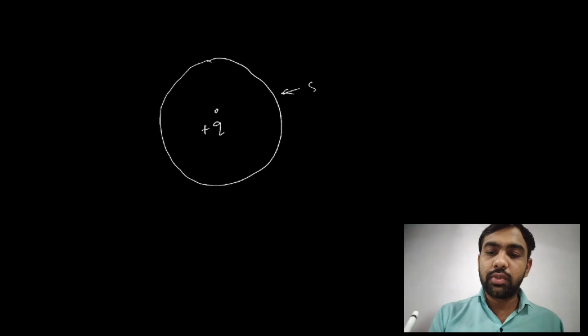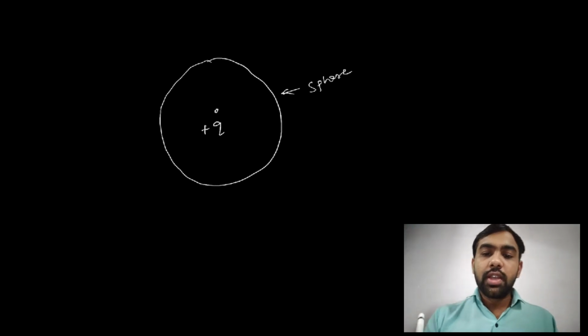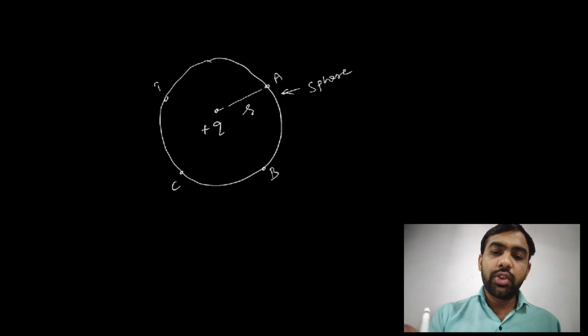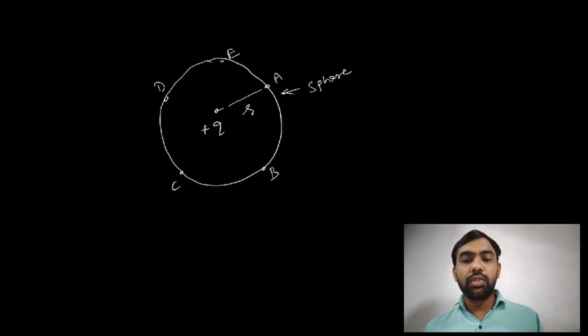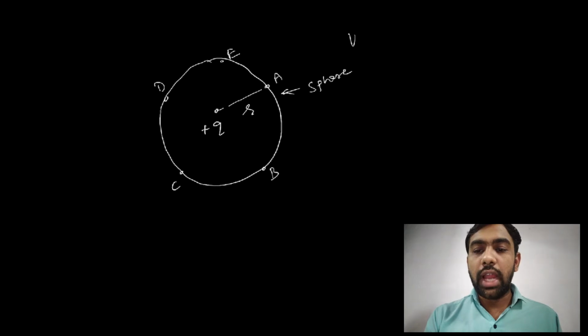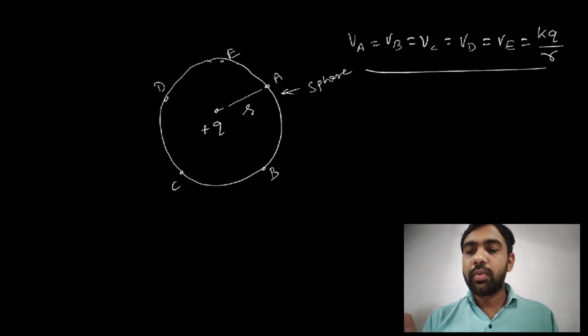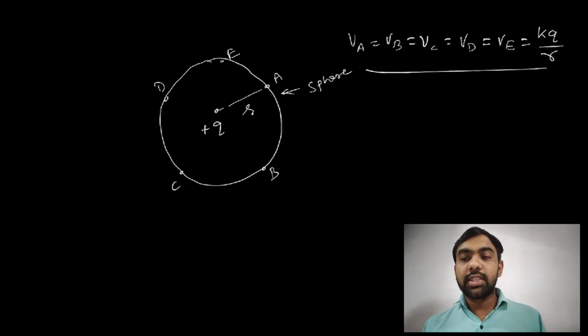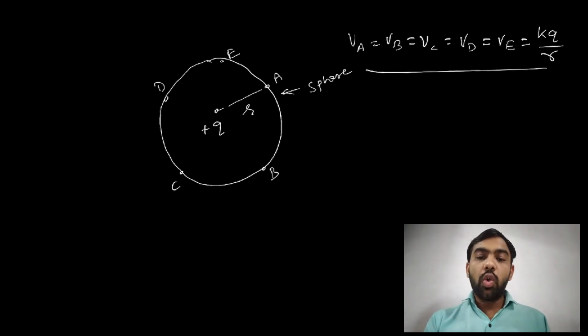Okay, let's consider, suppose it is a sphere, and the sphere radius is r. You just choose some points a, b, c, d and e on this surface, then find the potential at the surface. So Va = Vb = Vc = Vd = V, and it is given as kq upon r. Why? Distance is same, charge is same, so the potential over this surface is same at every point. So we call this the equipotential surface.